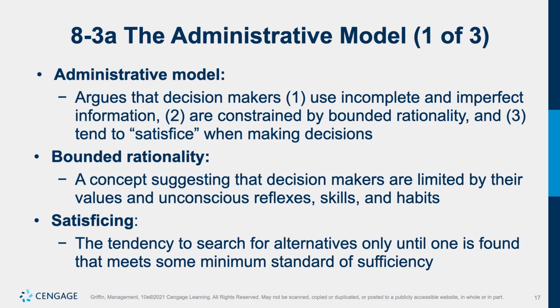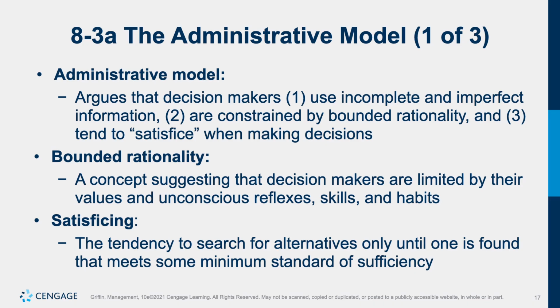The administrative model for decision making may be considered the flip side, though not entirely, of the classical model of decision making. This model argues that decision makers or managers, for starters, use incomplete and imperfect information, meaning the information available to them for a decision is definitely not exhaustive. Also, managers are constrained by what is called bounded rationality, and they tend to satisfice when making decisions.